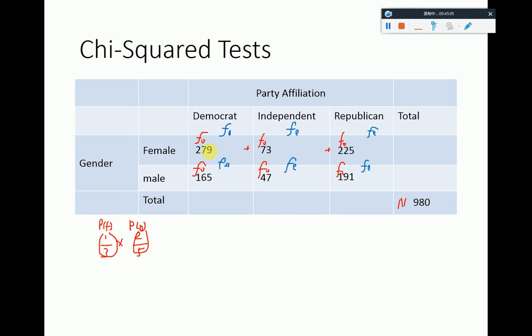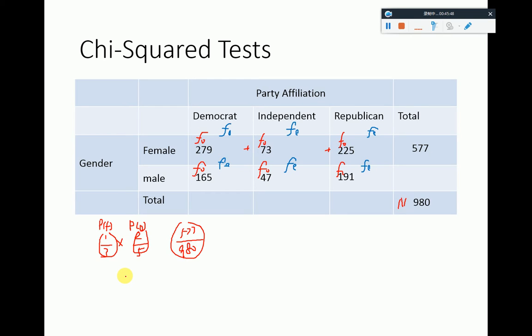So 279 added to 37 added to 225 will give us 577. That number can be used to calculate the probability of observing women, because we do have the sample size. Then it will be 577 divided by 980. That is the probability of observing women.